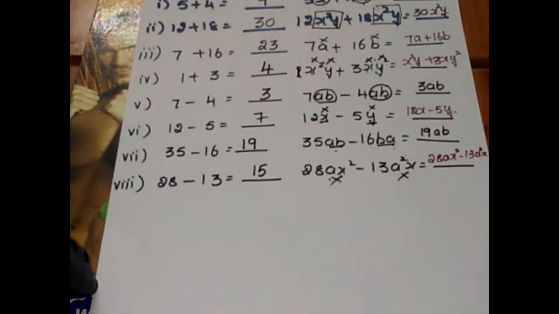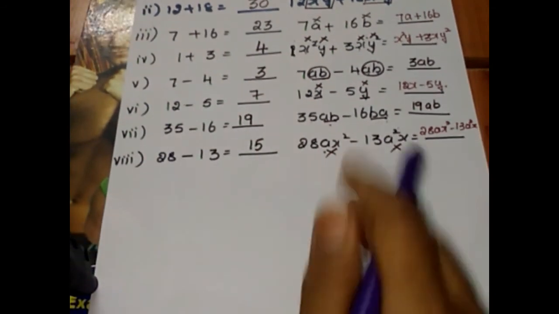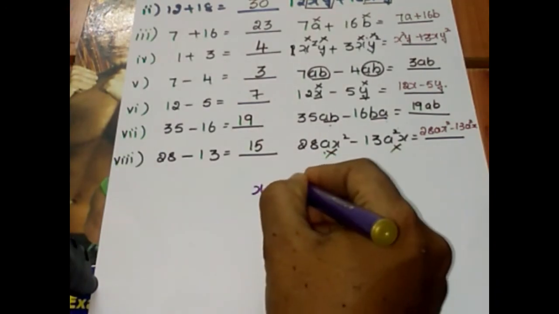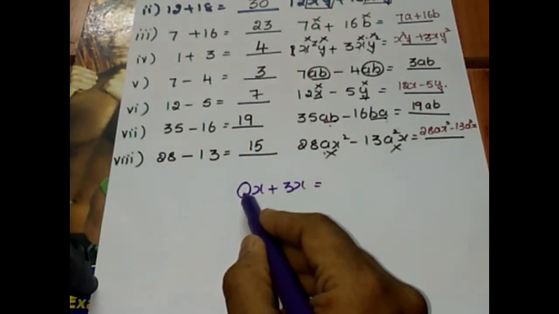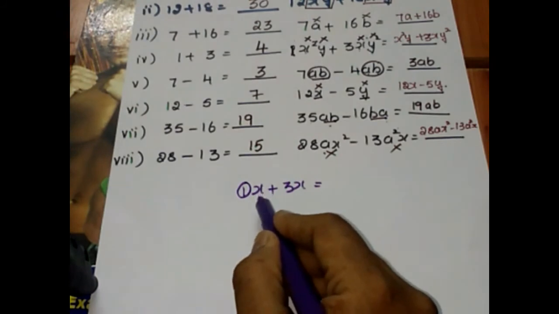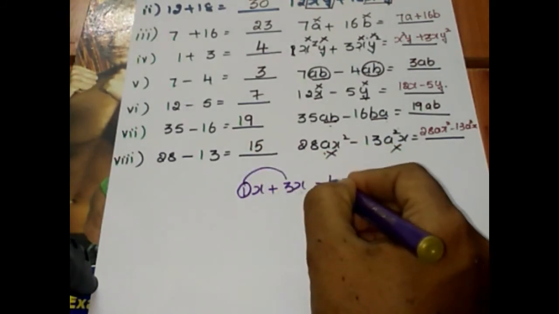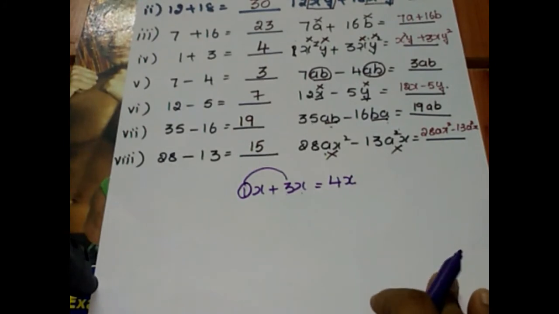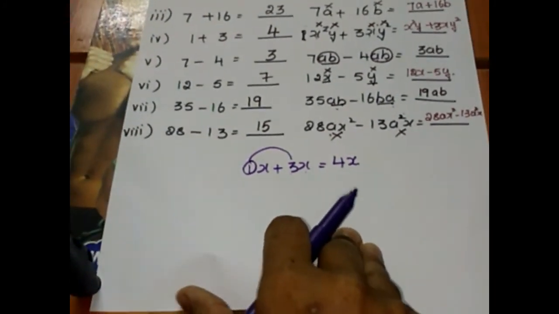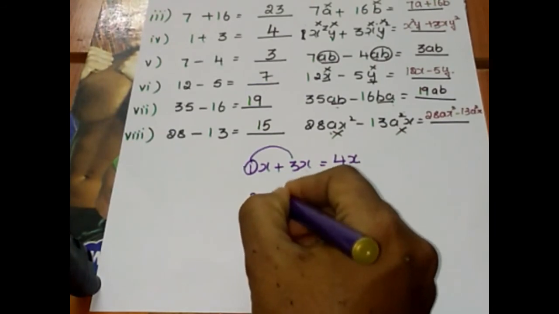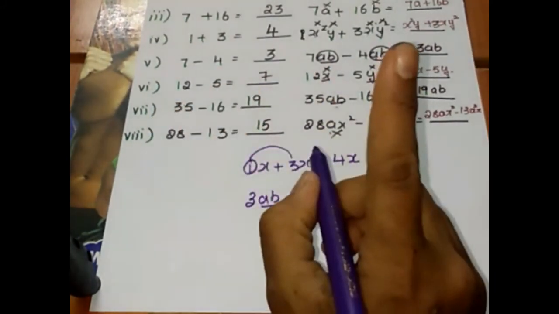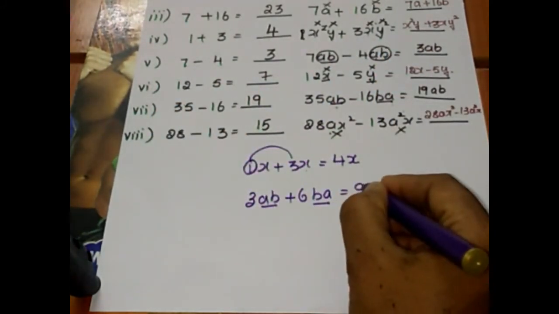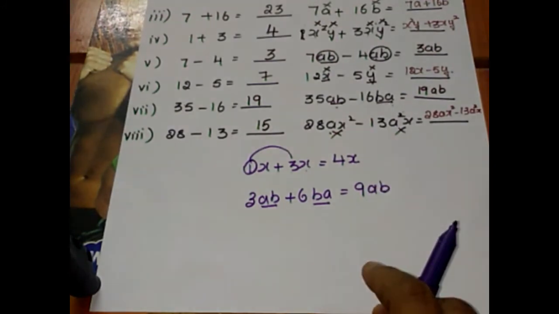Let me make those 2 concepts very clear so that it will be useful for you to solve the remaining problems of the exercise. If you have terms like x plus 3x, here there is no numerical coefficient but we call it 1. So while adding x plus 3x, 1 plus 3 is 4, hence it is 4x. Similarly, if the order of the expression is 3ab plus 6ba, ab and ba are not different, they are the same, they are like terms, so it is 9ab.